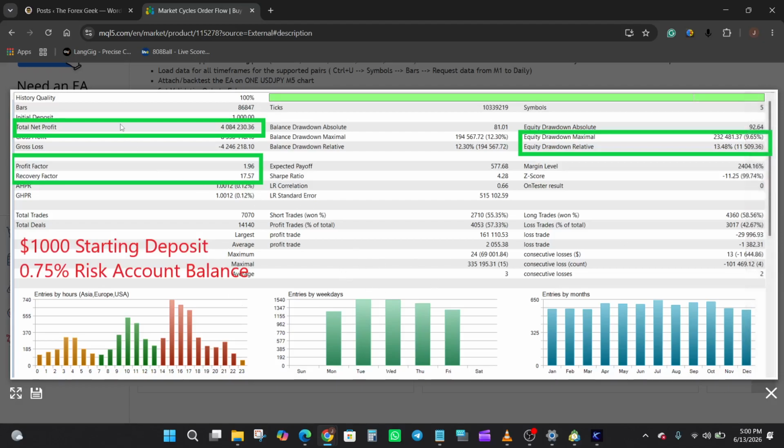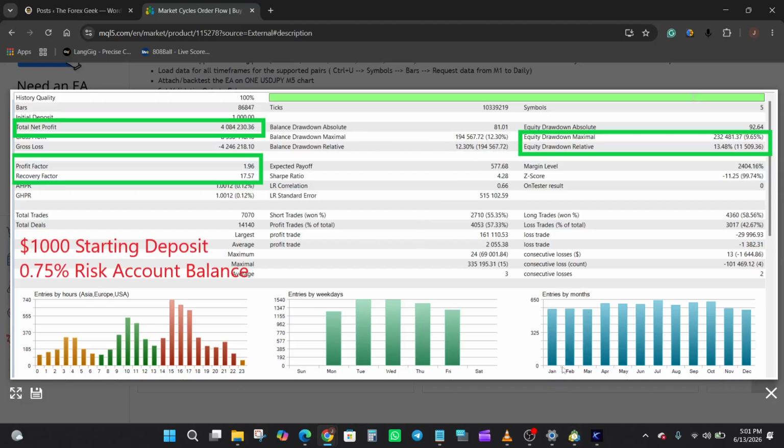Okay. Now we're just going to head over to our strategy tester. Let's see how this EA performed. But before that, let's also just analyze the results provided here on the marketplace page. Initial deposit was $1,000. Total net profit was over $4 million. Total trades taken were 7,070, out of which 4,053 were profitable, giving us a 57.33% win rate. And then here I can see that the equity drawdown relative was 13.48%, equity drawdown maximal 9.65%. All right, and the balance drawdown relative was 12.3%, and the balance drawdown maximal was 12.3%.